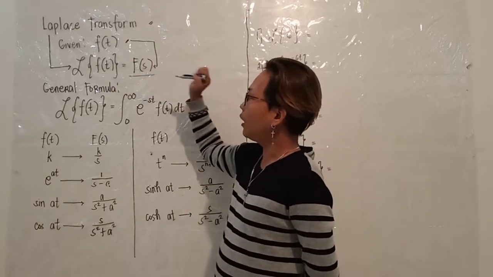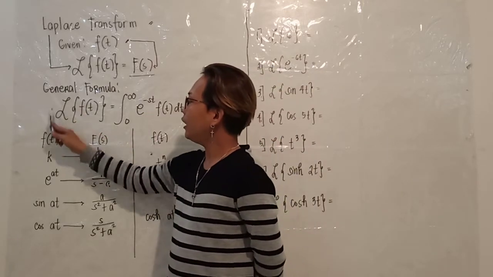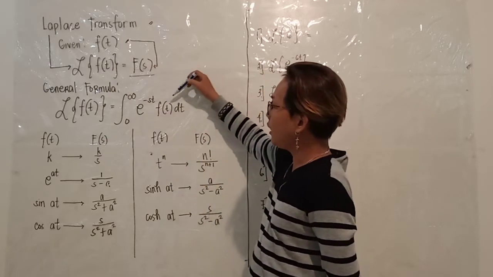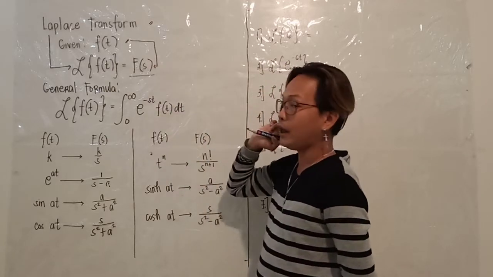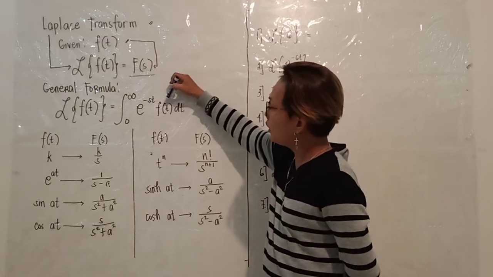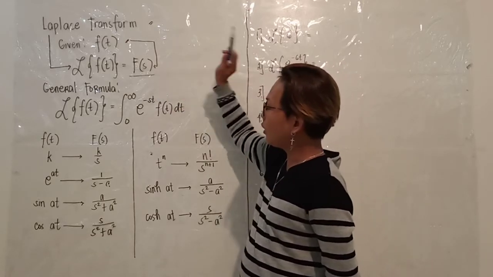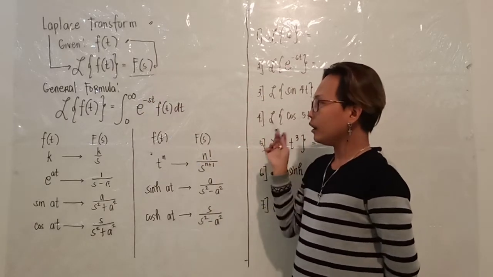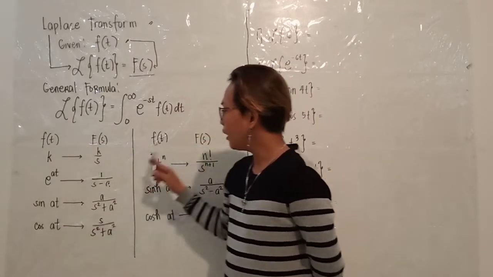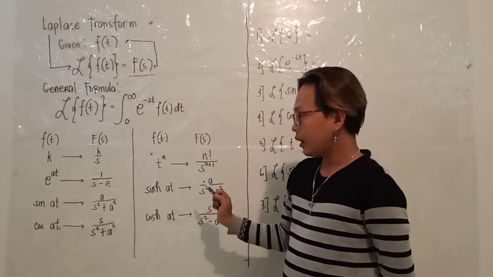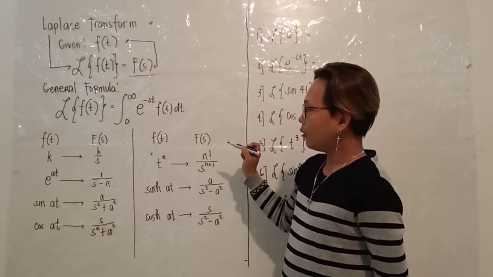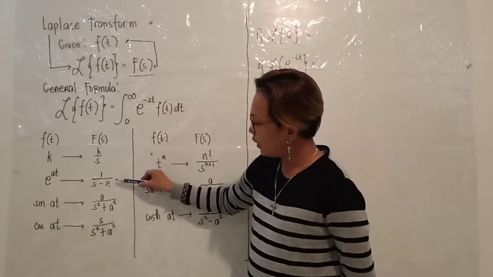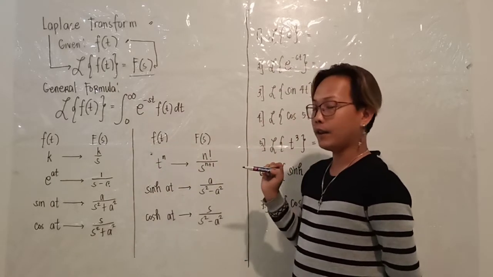Using the general formula, every function of t in Laplace transform, you will have the integral of e raised to negative st, then the given f of t dt, wherein the variable is t, then s is constant, and the limits are from 0 to infinity. Now, you have the 7 basic equations na kung saan kapag ganito yung format, you must have this equivalent f of s.